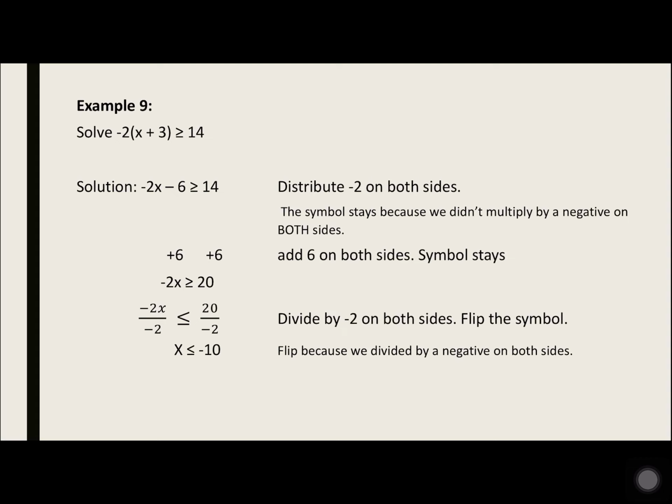Okay, we're going to undo subtract 6 with add 6. The symbol stays. 14 plus 6 is 20. Now we need to divide by negative 2 on both sides. Flip the symbol. I flipped the symbol there when I did my division because I divided by a negative 2 on both sides. The original problem was greater and now it's less because we divided by a negative on both sides.